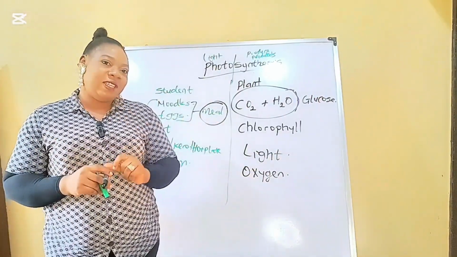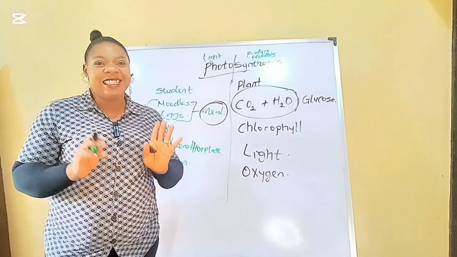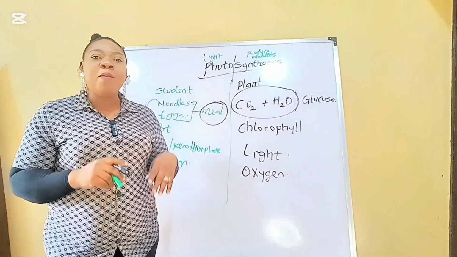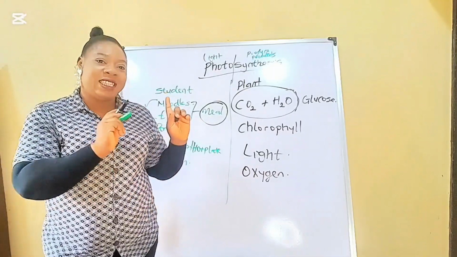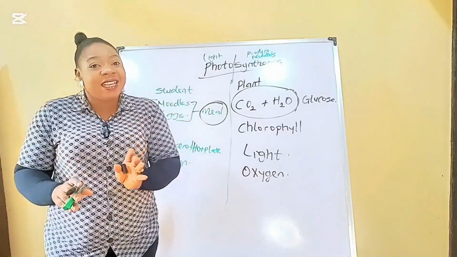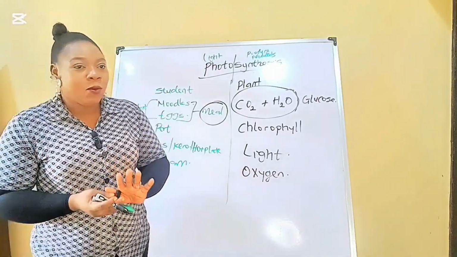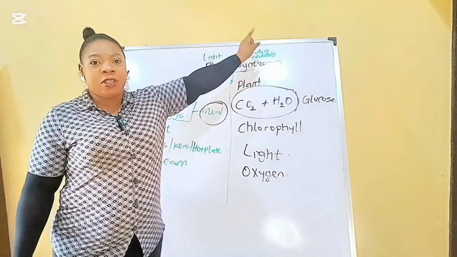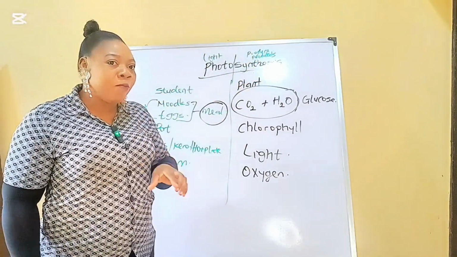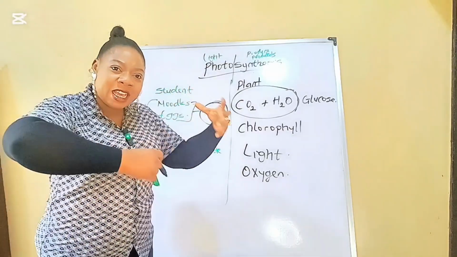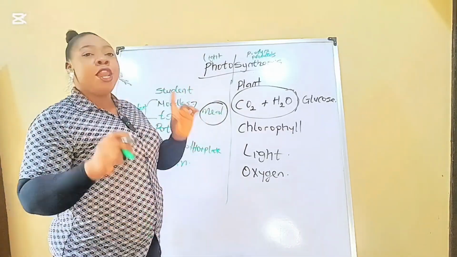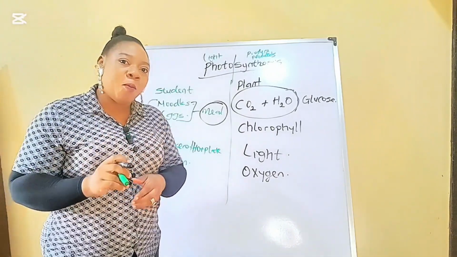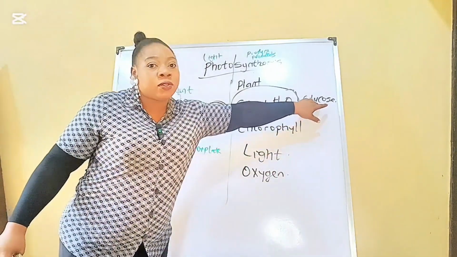So now, what is photosynthesis? Photosynthesis is the synthesis of organic compounds from carbon dioxide and water in the presence of light energy. So now we said photo, light, synthesis, new product. So according to our definition, synthesis is the process in which you produce a new product, and these new products are organic compounds, which in our case is glucose.